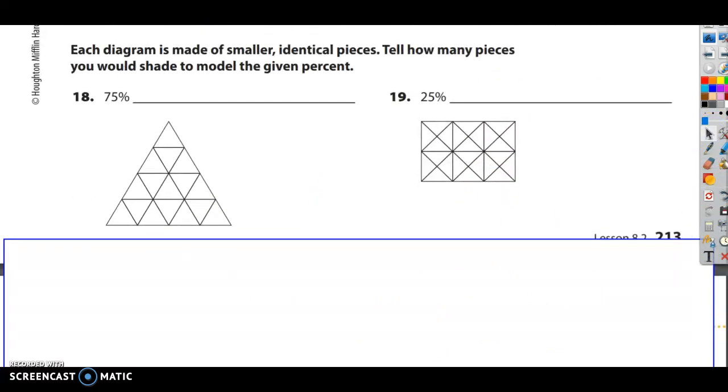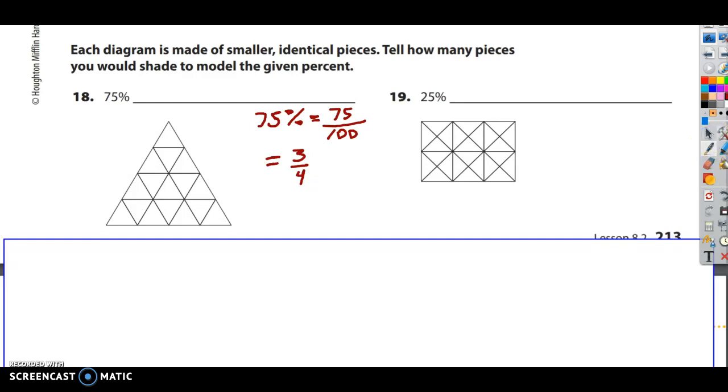It says each diagram is made of smaller identical pieces. Tell how many pieces you would shade to model the given percent. So what I do here is I need to recognize what 75% means. 75% means 75 hundredths, and 75 hundredths simplified would be 3/4. So we're going to shade 3/4 of these squares. We need to shade 3/4.